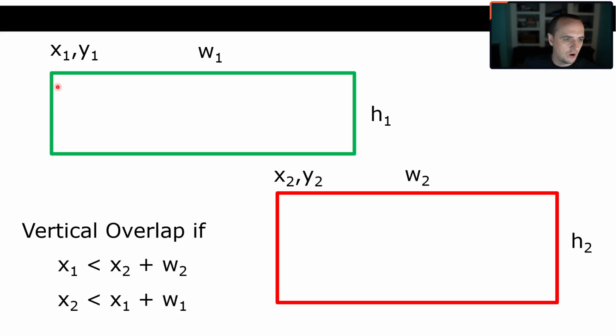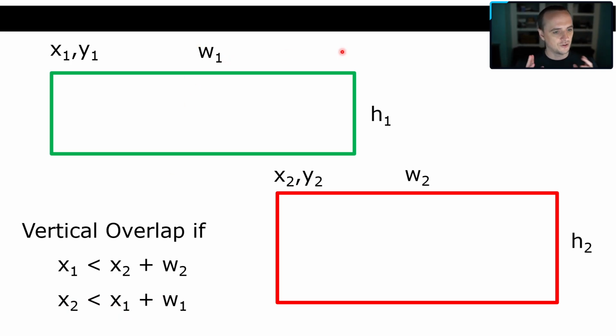So if x1 is less than x2 plus w2, right? We get the right-hand side by adding the width to the left-hand side. So if x1 is less than x2 plus w2, that means this left is less than this right. And if x2, this one, now we want to check to see if it's less than this one. So that's x2 less than x1 plus w1.